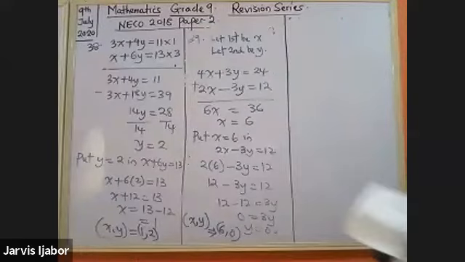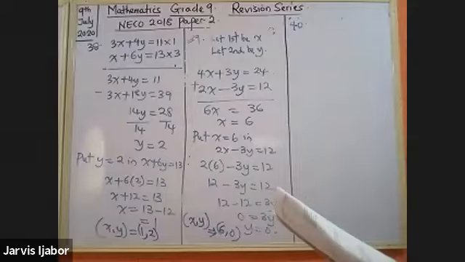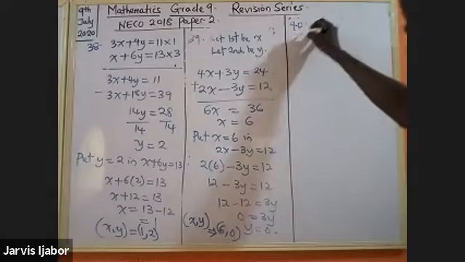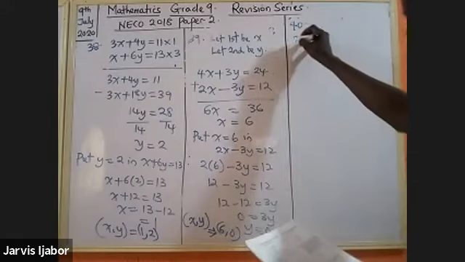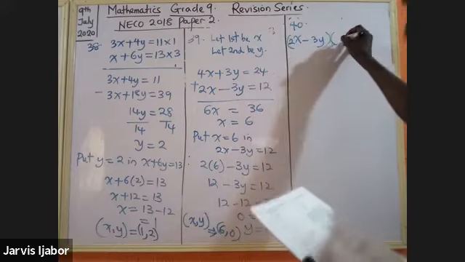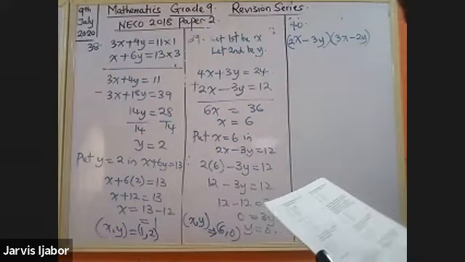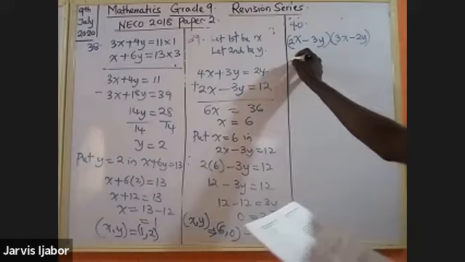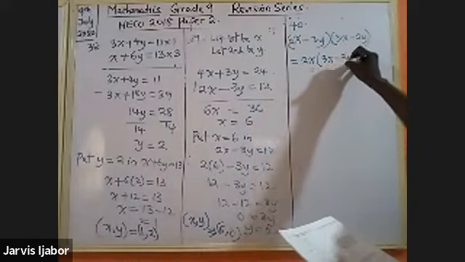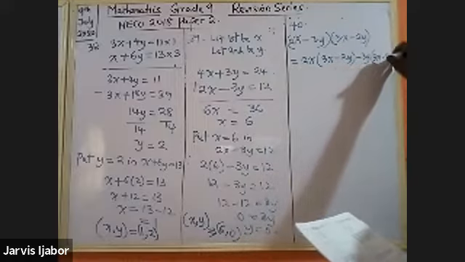That's 39. So let's go to 40. It says find the product of the coefficients of x squared and xy. So first of all, to solve this, you have 2x minus 3y times 3x minus 2y. So how do you handle that? This will be 2x into 3x minus 2y minus 3y into 3x minus 2y.